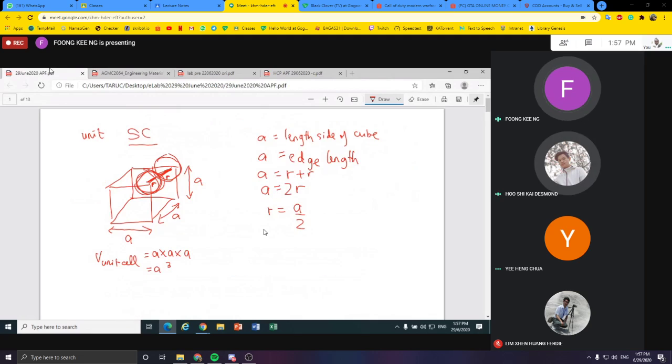So let's look at here. I'm going to prove to you 52%. Do you have a calculator in hand? Okay, good. Now you tell me, this is the volume of the unit cell. The volume of the unit cell is A cubed. So can you tell me, what's the volume of one atom?